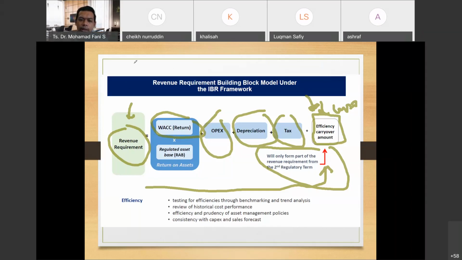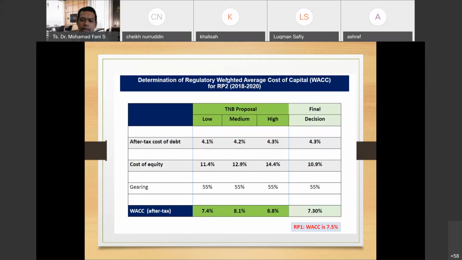And the important requirement for the TMB to get more profit under this model of the IBR framework is WACC and return. Okay, what is the WACC? Under the WACC, weighted average cost of capital. When this WACC is higher, the revenue will be higher for the TMB. If not, then they can enjoy the fixed revenue.